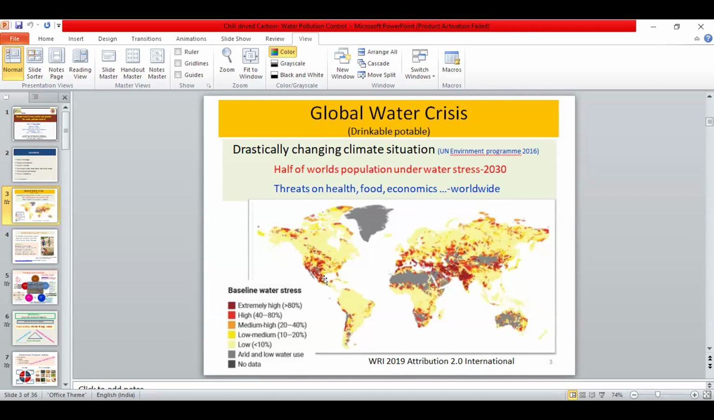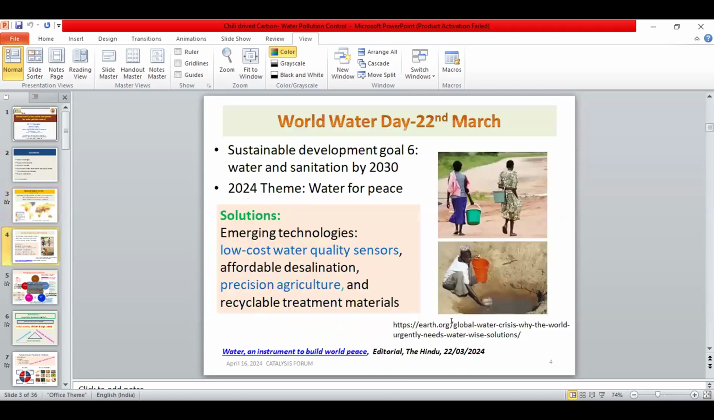In this picture map, we can see that there are many colors. We are more interested in the red and brown colors. Various places are having these colors, which implies they are under water stress, including my country, India here. So we are more into the emerging water solutions which are sustainable.